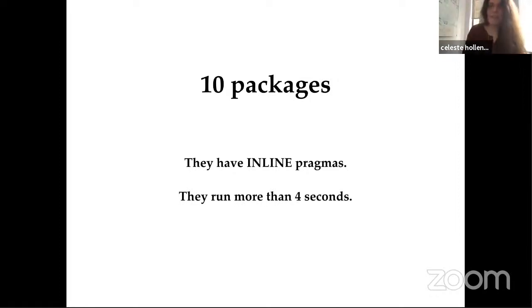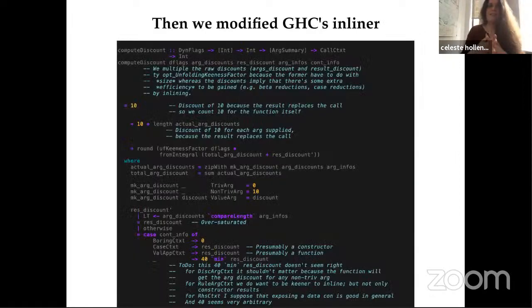Okay. Next, I had to modify GHC's inliner. I need to do modifications such that we can plausibly observe some execution time changes. So if you notice, I've got a nice big cursor. These yellow numbers right here are sprinkled all throughout the inliner. I'll circle them.